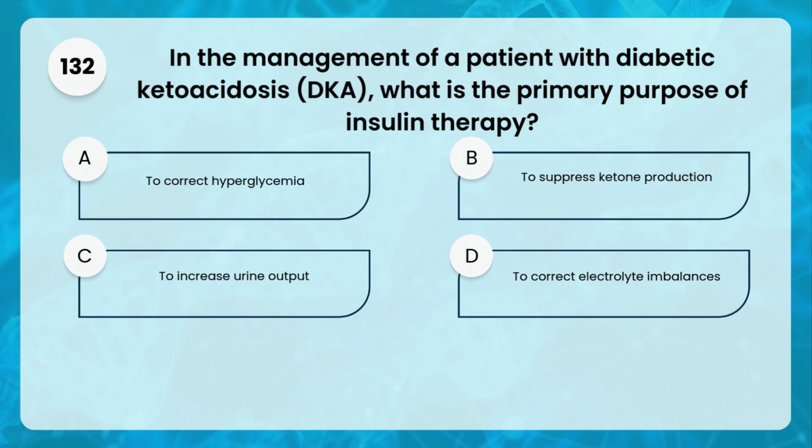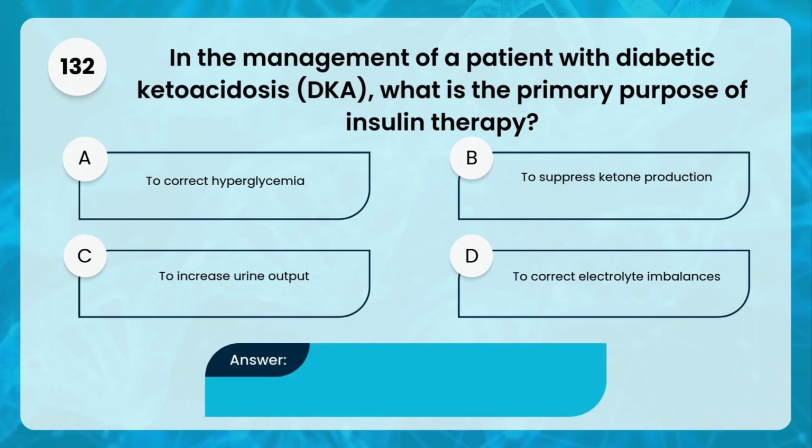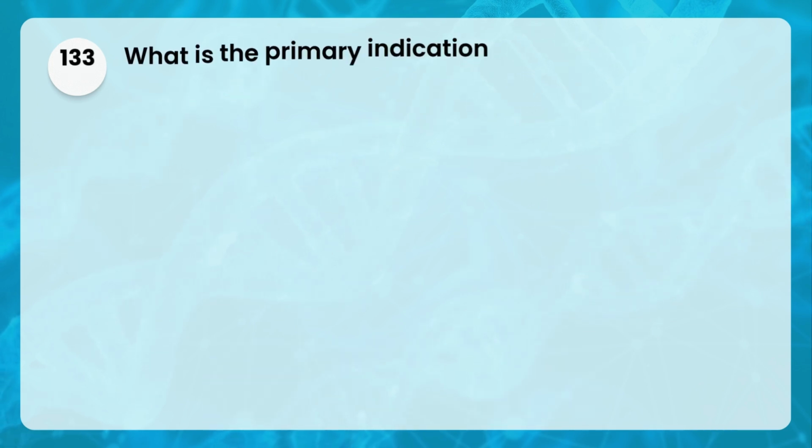132. In the management of a patient with diabetic ketoacidosis, DKA, what is the primary purpose of insulin therapy? A. To correct hyperglycemia. B. To suppress ketone production. C. To increase urine output. D. To correct electrolyte imbalances. The answer is B. To suppress ketone production.